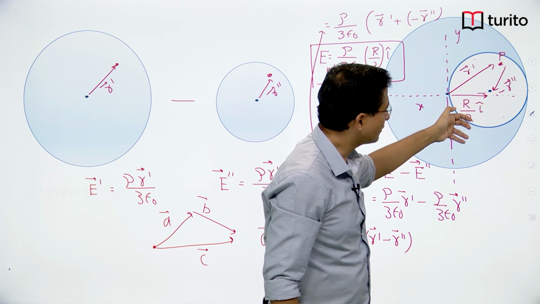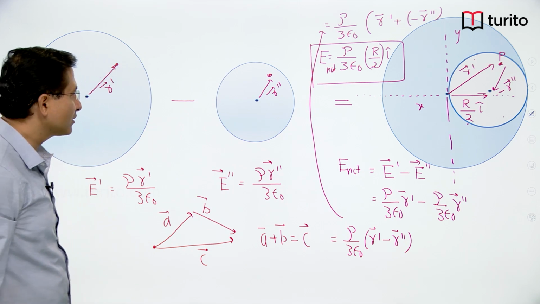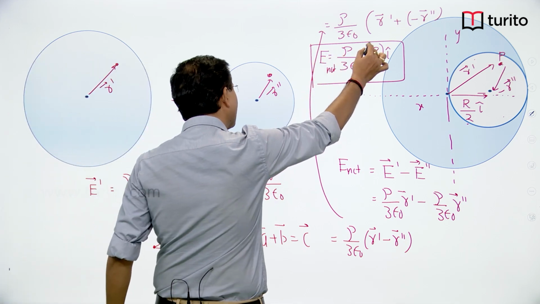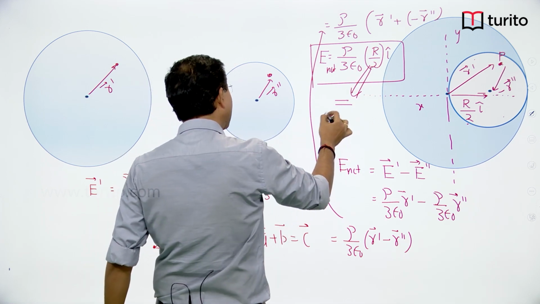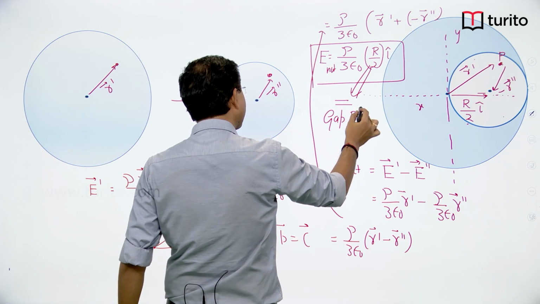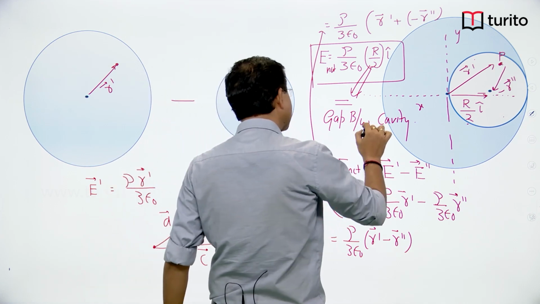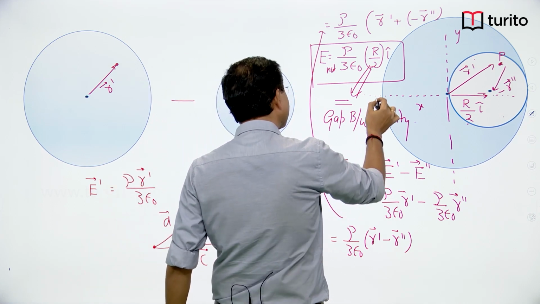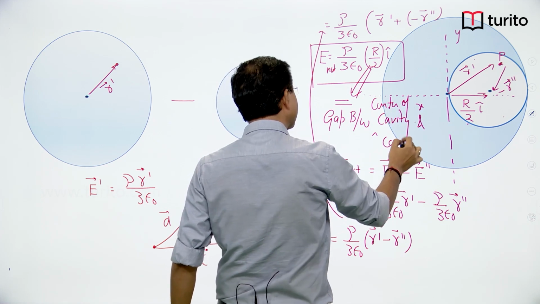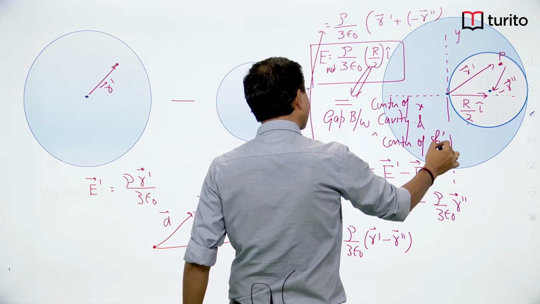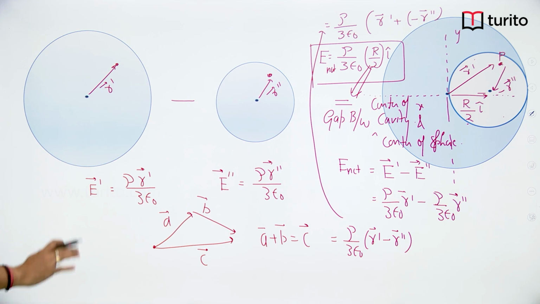So the value inside the cavity depends on the gap between the centers, right, and the magnitude is given by rho upon 3 epsilon naught times the gap between the centers. Here I will write so that you can remember: gap between the center of cavity and center of sphere. Right. I hope this one is clear.